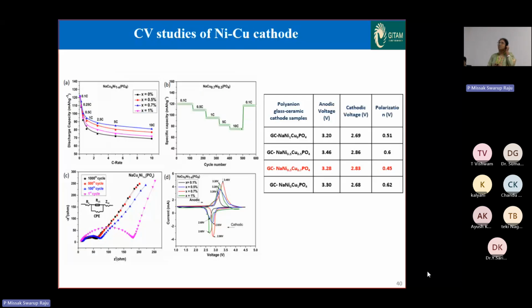copper cathode. So now the CV studies of the nickel and copper cathode. From the fourth figure, the CV study is also a very important one. Like the previous, I calculated the polarization of the best sample of nickel and copper. The oxidation and reduction values are 3.28 volts and 2.83 volts, coming from the CV graph. Then the polarization value is equal to 0.45. So 0.45 is less compared to the remaining polarization values. So this is the best sample. X equal to 0.7 is the best sample from the CV studies also.